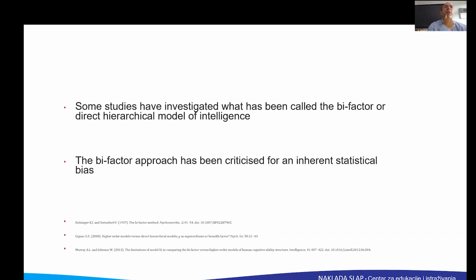Besides the original factor analysis, which Pearson published in the last few years, a number of studies have investigated what has been called the bifactor or direct hierarchical model of intelligence. For this model, all of the latent variables are defined by the subtests directly. This means that the general factor is a first-order factor in the bifactor model and not a higher-order factor defined by the first-order factors.